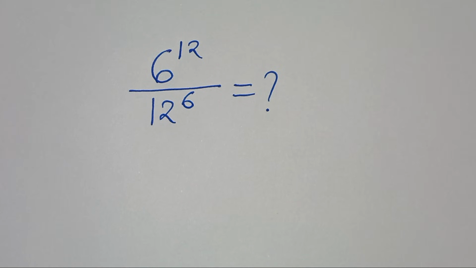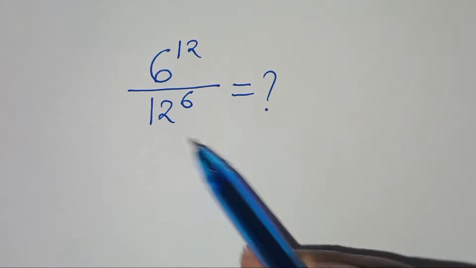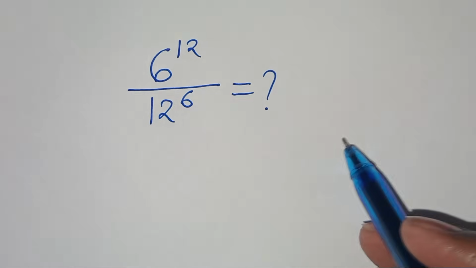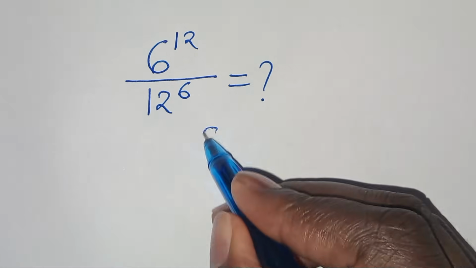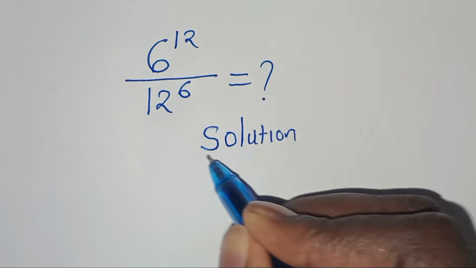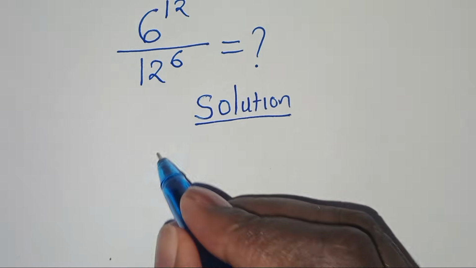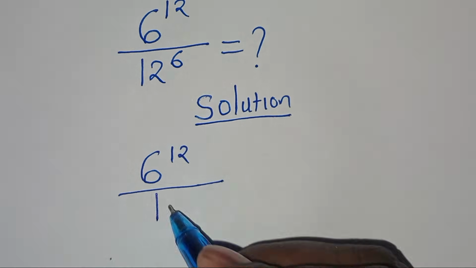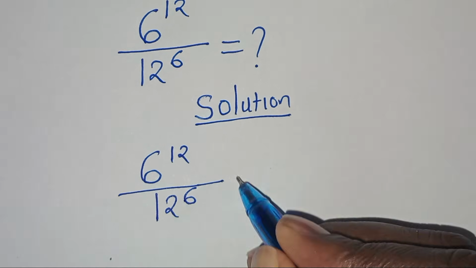Come to solve this nice exponential equation, which is 6 to the power of 12 divided by 12 to the power of 6. So let's provide a solution from here. We have 6 to the power of 12 divided by 12 to the power of 6.